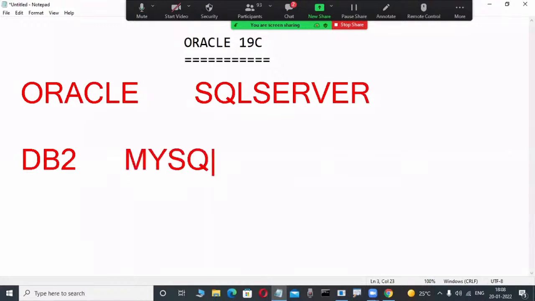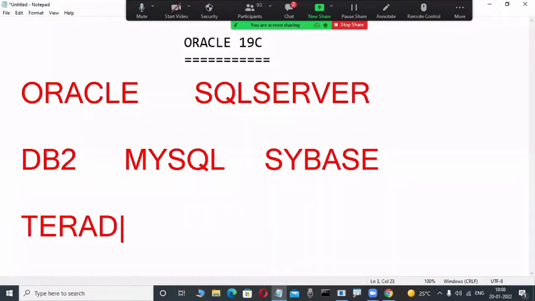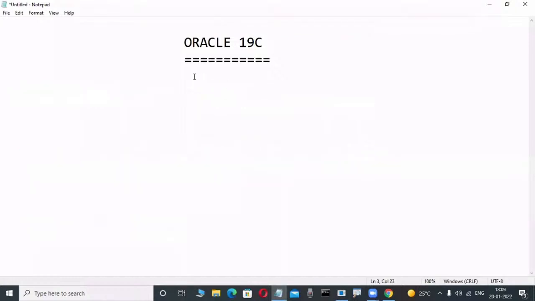MySQL is a database product that is open source, but nowadays Oracle Corporation has purchased it. Again, Sybase is a database product from Ingres Corporation. Again, Teradata. Maybe so many fellows, data warehousing application programmers, have an idea. Teradata is a database product from NCR Corporation. SQLite is a database product. Like this, so many database products are there from different companies. That's why Oracle is always one of the popular database products.